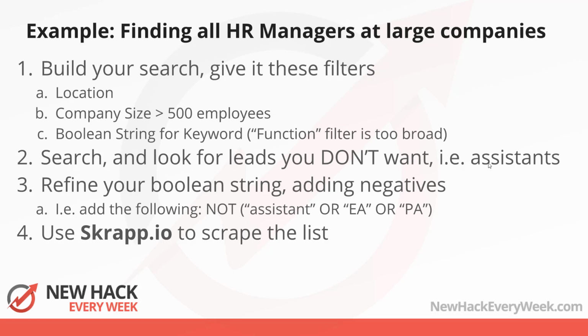It's not just going to be assistants, because you're going to refine your Boolean search and add all these negatives. So you're going to add the following as NOT assistant or EA or PA, because a lot of people put EA as in executive assistant or PA, personal assistant. Once you do a search, you're going to find all the shitty data that's in there that you don't want, and you just remove it using these NOTs. Then what I would use is scrap.io, spelled S-K-R-A-P-P-I-O. You're going to scrape the list using that.